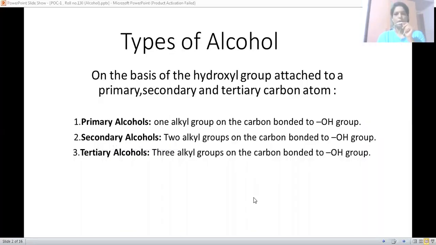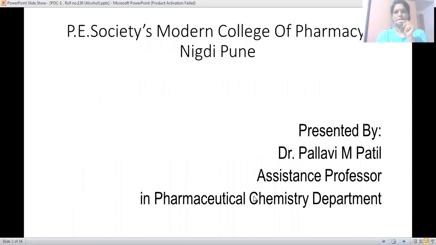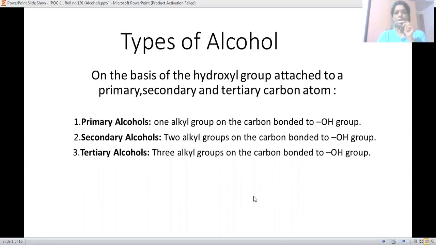So the alcohol, I'm taking as the first topic. When a hydroxyl group is attached to a carbon atom, we call it an alcohol, the OH group. The types of alcohols are based on the hydroxyl group being attached to a primary, secondary, or tertiary carbon atom.